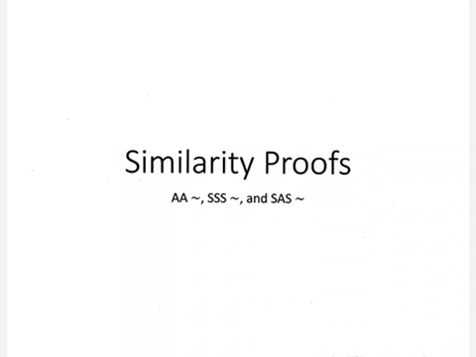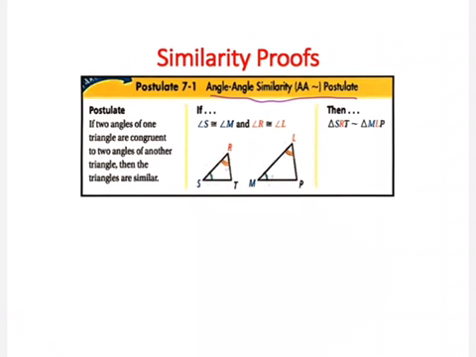So the first postulate we're going to use for these triangle similarity proofs is the angle-angle similarity postulate. And remember, this states that if you can prove that two pairs of angles in one triangle are congruent to two pairs of angles in the other triangle, then you can say that those two triangles are similar. So we need a pair of angles. Here we'd have a pair of angles S and M and a pair of angles R and L. By showing that they're congruent, we can say that the two triangles are similar.